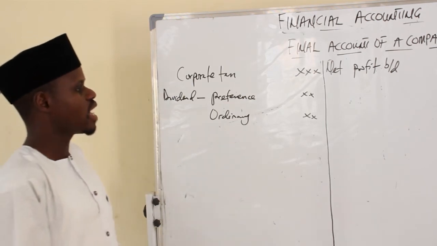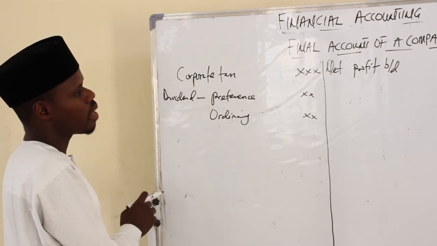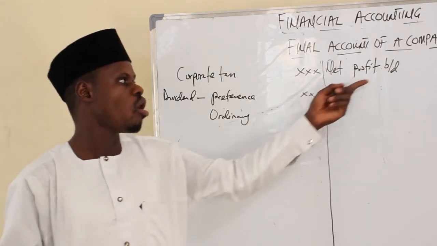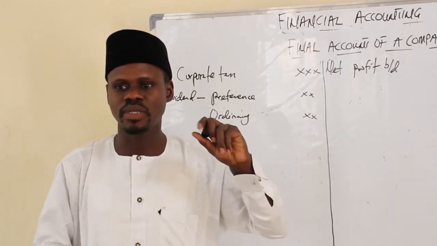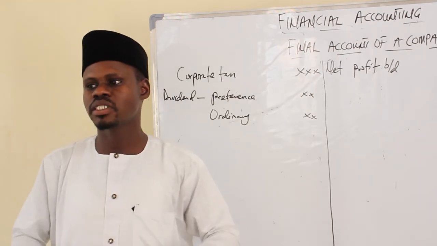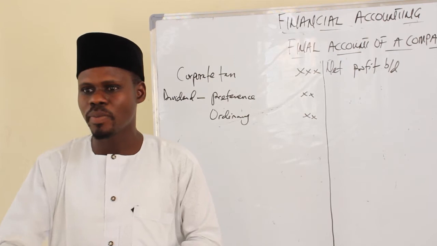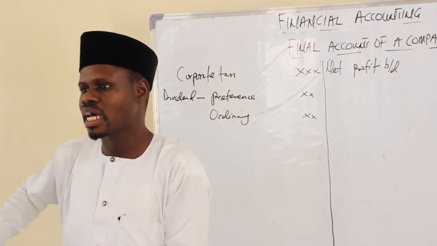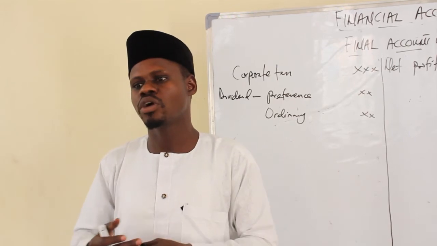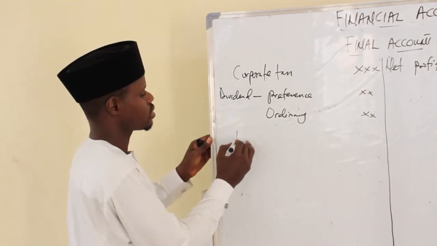So these are some of the items that appear in your appropriation account. Likewise, in some cases, it is not all the profit that is given to the shareholders after you have paid your corporate tax. Sometimes companies may decide to take some part of the profit and keep it for future purposes. We call such an act reserves.